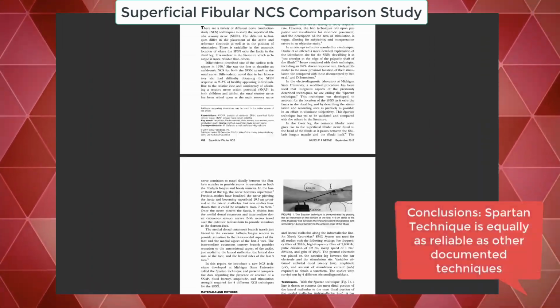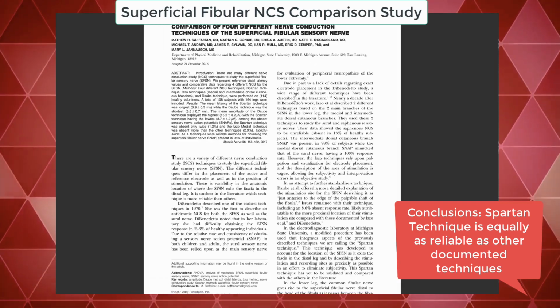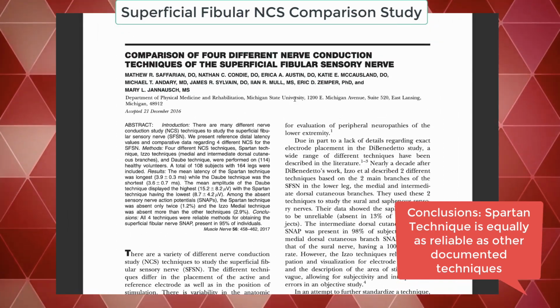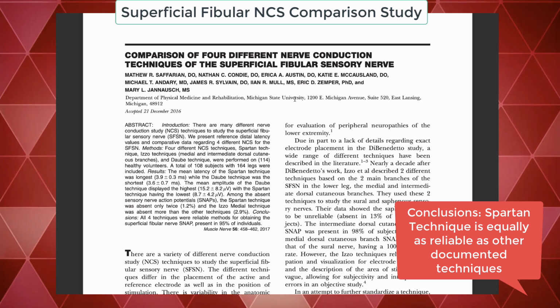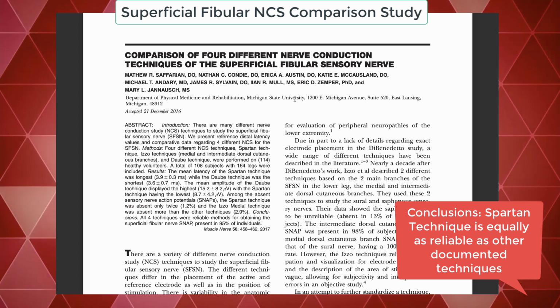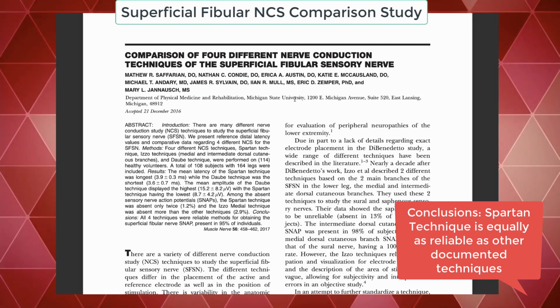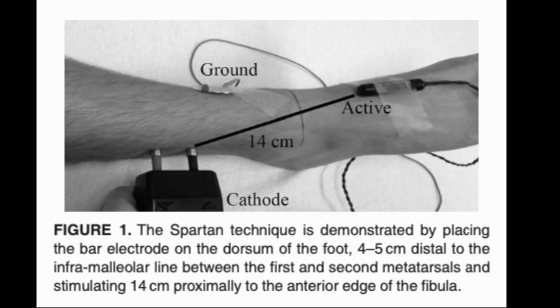This study found that all 4 techniques were reliable methods for obtaining superficial fibular nerve SNAPs and proved that the Spartan technique could go toe-to-toe with other techniques previously documented in other textbooks. Let's review some of the technical aspects specifically in regards to the Spartan technique and the medial ISO technique. These 2 tests are what I've seen most frequently used at MSU EMG labs.